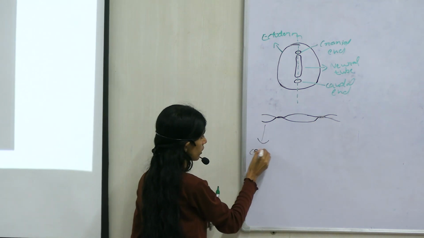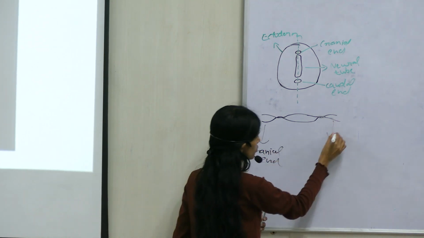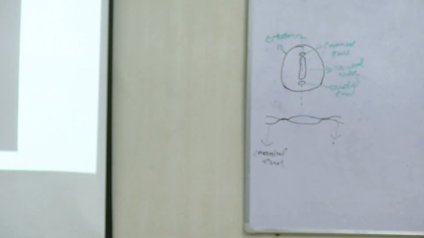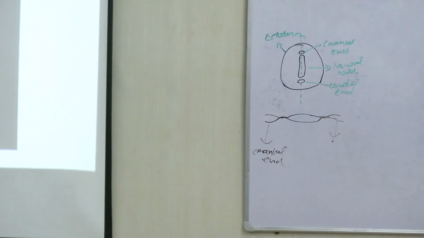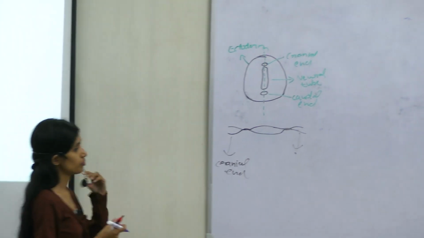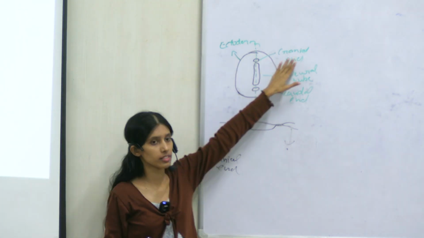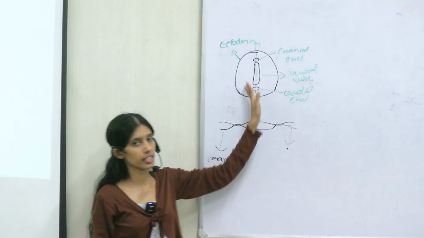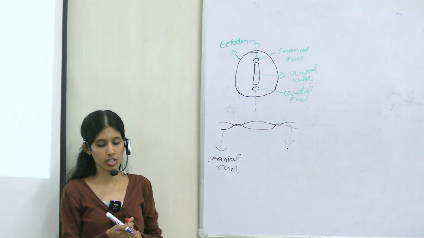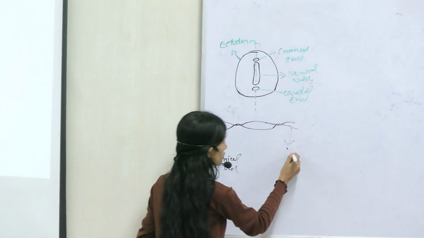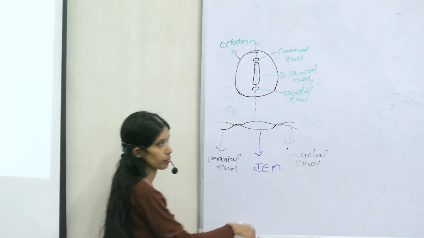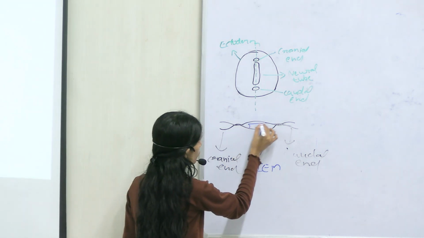Okay, this is your cranial end. So this is ectoderm and this is the cranial and caudal end. Between the cranial and caudal end we have the neural tube. Now we are taking this section at the midline and this is how the structure will look. This is your cranial end, this is your caudal end, and this part is your intraembryonic mesoderm. In the intraembryonic mesoderm we have the neural tube.